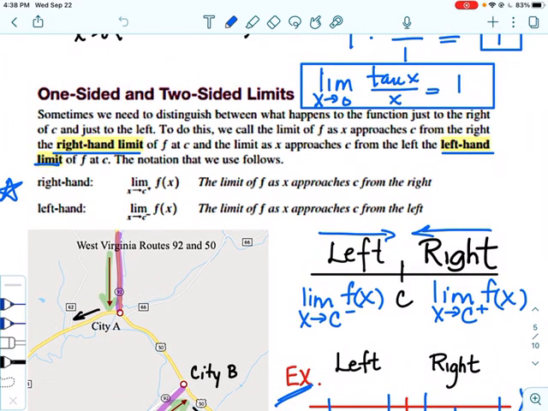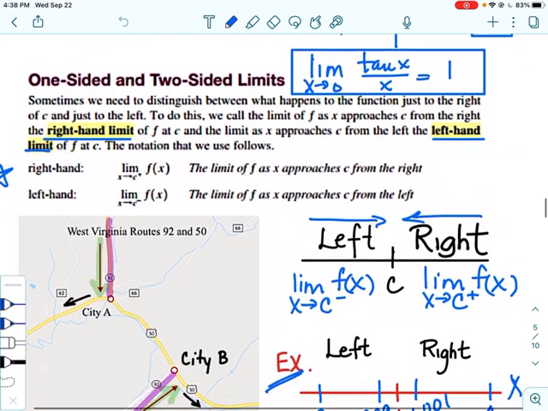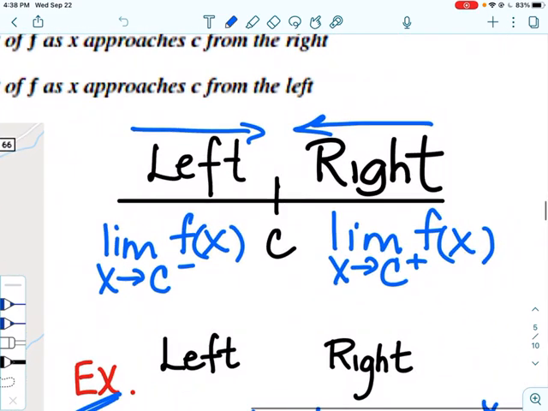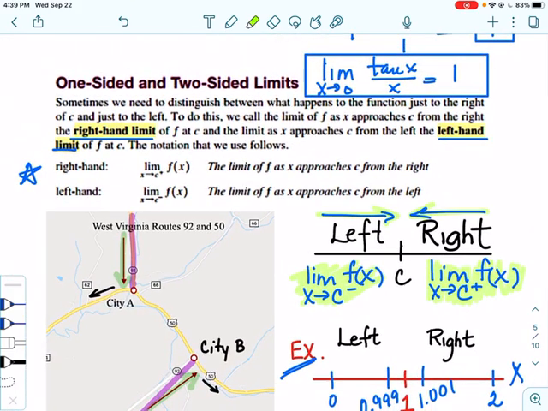So if you're looking at a number line here, I just wanted to zoom in on this. If we look at c in the middle, on the left we have the limit of f of x as x approaches c from the left. So we're talking about what happens as the x values move in towards c from the left, and then from the right, you can see we have the limit as x approaches c from the right, and we put a little plus sign there. So just looking at that notation.